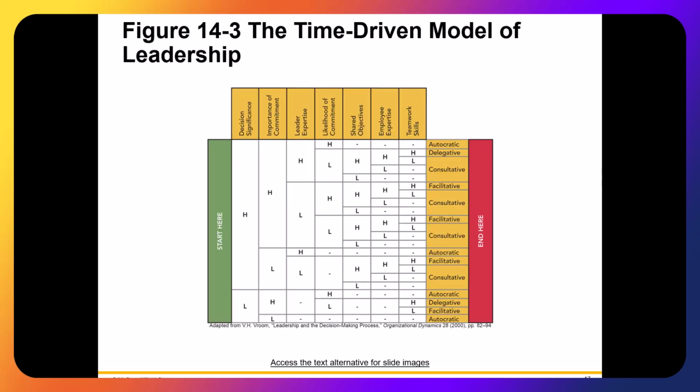The time-driven model. So when we look at it, the time-driven model right here, we see where you start on the green, you end on the red. When you look at the styles, you look at the different leadership styles in the far left. Now look at decision-making and importance of commitment, leader expertise, and likely commitment, shared objectives, employee expertise, and team skills. You can see when you look at these where they're high and where they're low, where they intersect. Obviously, where you want to have is where you intersect and you have highs.